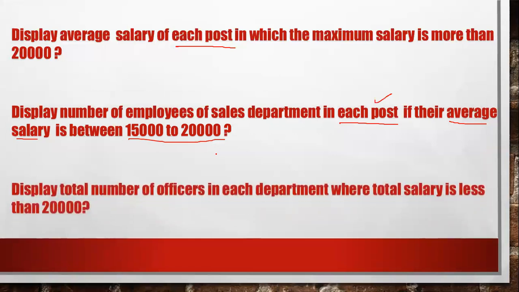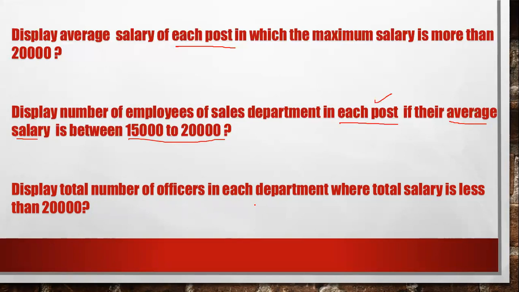Yeah, the third question is to display the total number of officers in each department. Over here it is given total number of officers, so it means we have to use count star for counting the total numbers, but we have to count only officers. So in the where clause we have to specify officers. In each department, we first have to get the records of all the officers, and then we have to make groups on the basis of department.